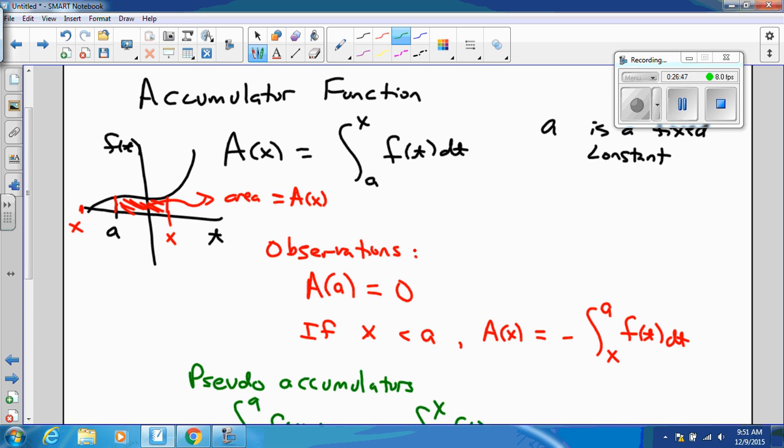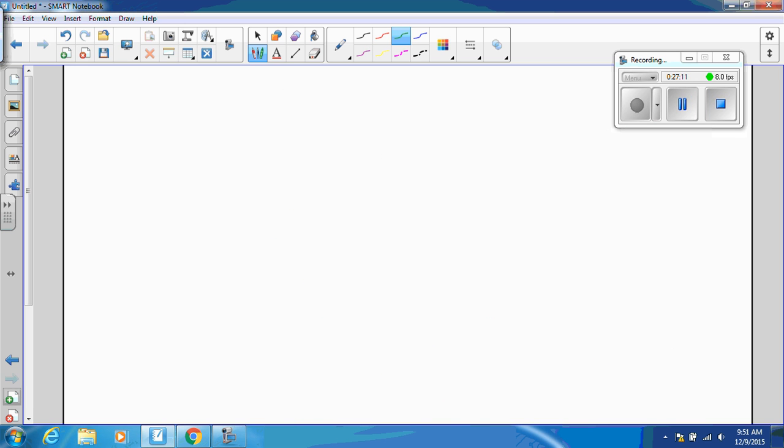Okay? With all of that said, now I want to ask the important calculus question. What is the rate of change of this accumulator function? What is its derivative? And I claim that at any point x, the rate at which the accumulation is changing is f of x. That's what I claim.